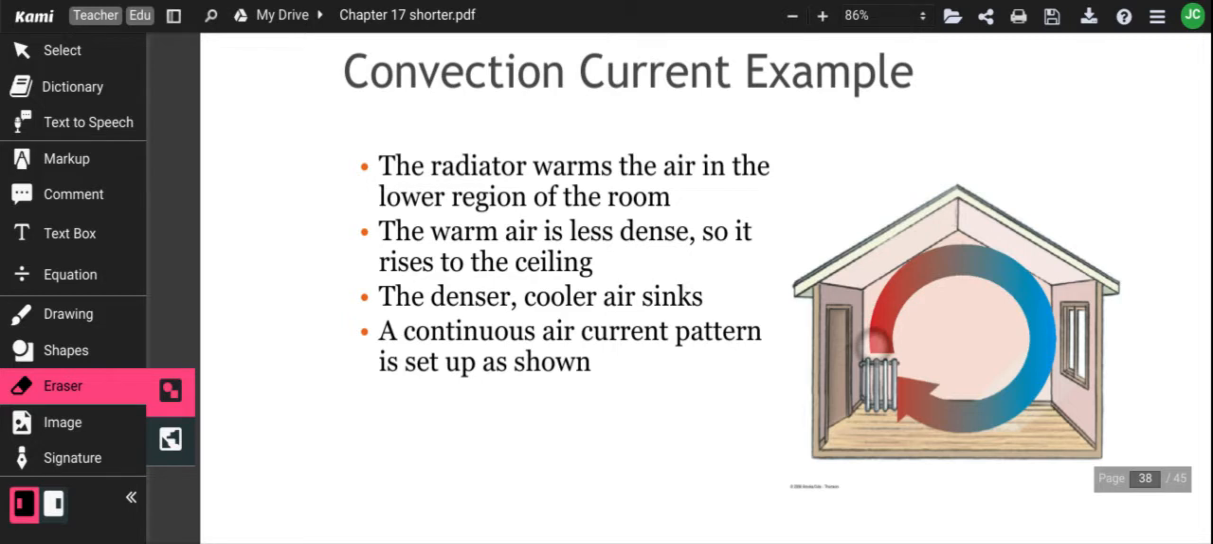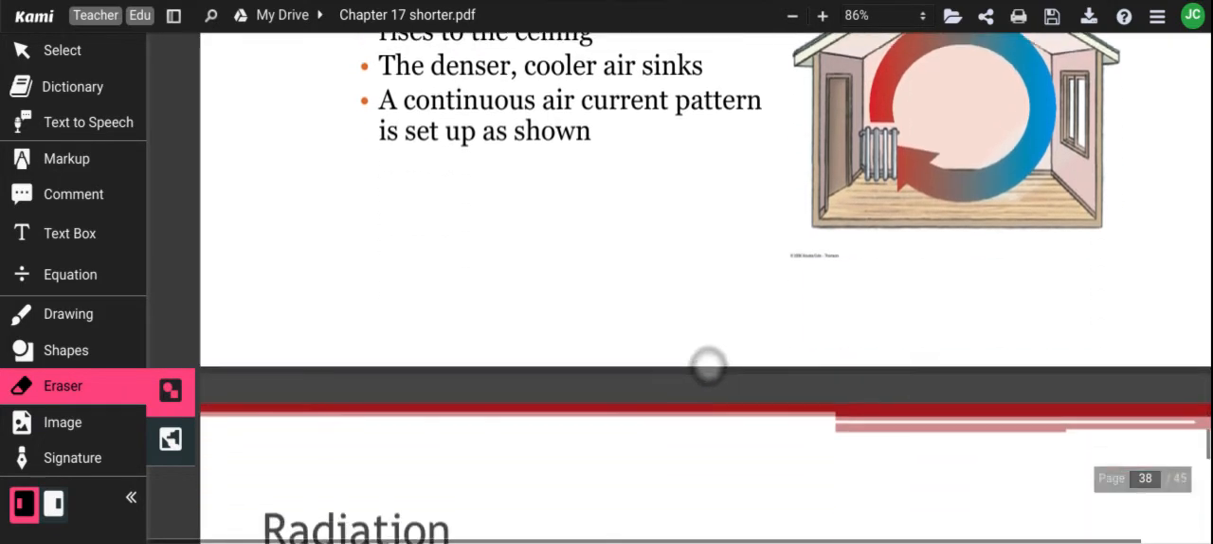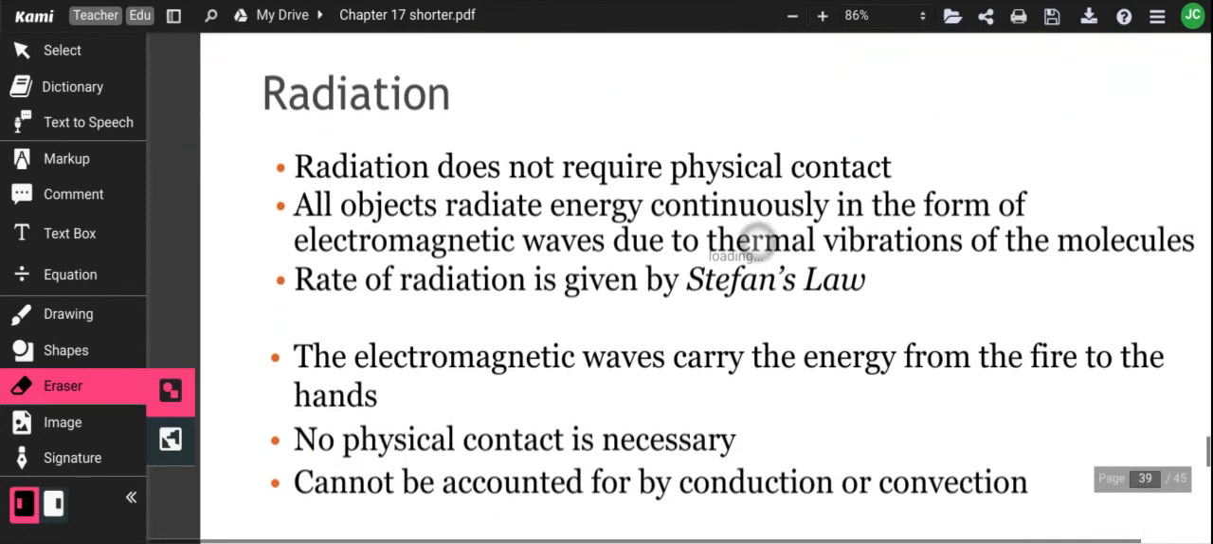So we have conduction, with Archimedes' principle, or convection. It would all be described the same way. Two ways of arguing the point. The last point is radiation.